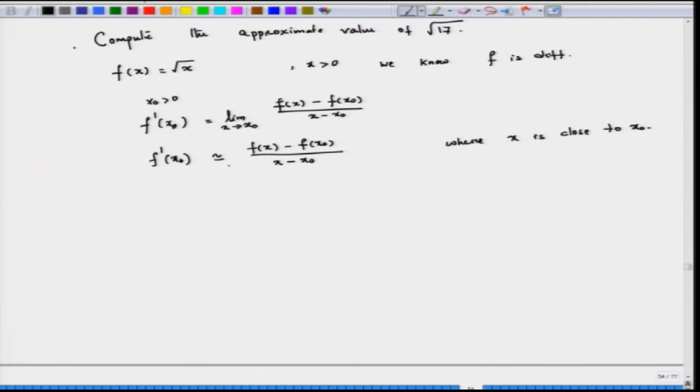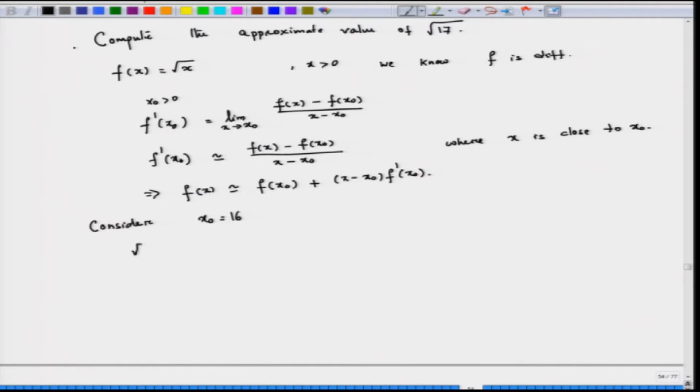If we solve this equation, then what we get is that f of x is approximately equal to f of x naught plus x minus x naught into f prime of x naught. Now, for our particular problem of square root of 17, consider x naught, let us say, to be 16.